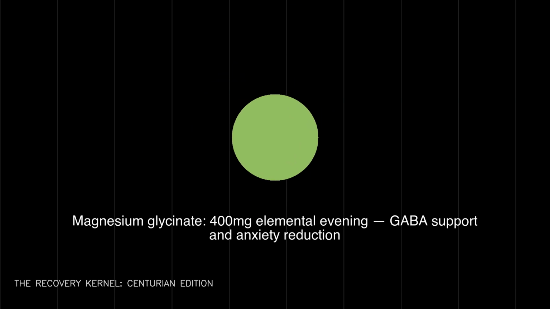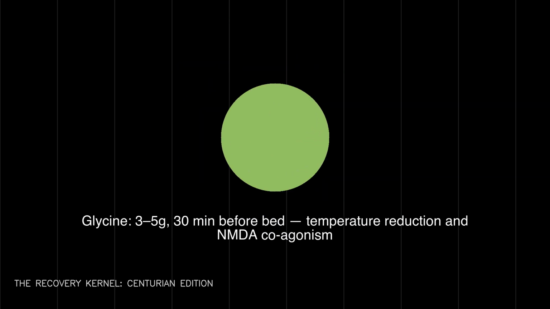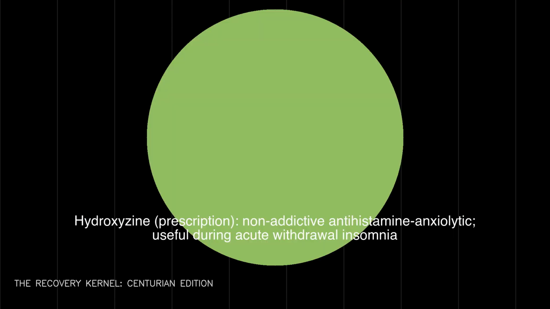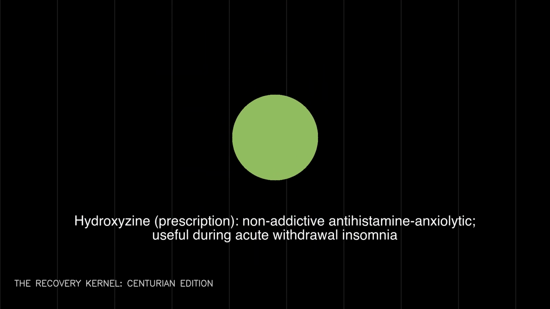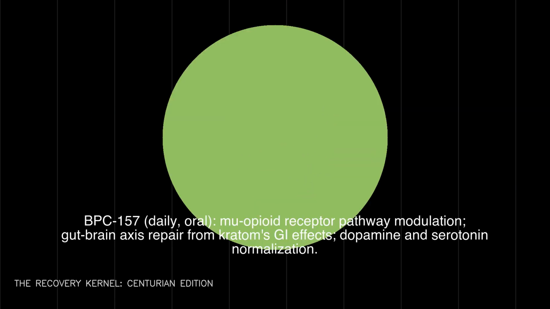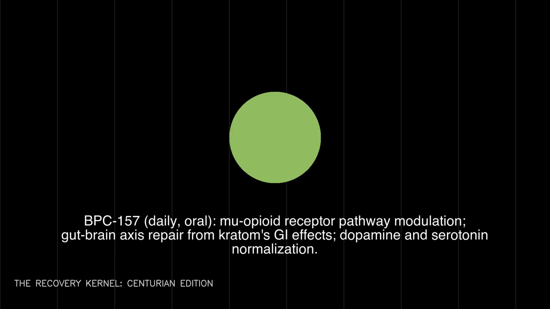Magnesium glycinate, 400 mg elemental, evening, GABA support and anxiety reduction. Melatonin, 0.5 to 1 mg sublingual, consistent bedtime, circadian signal. Glycine, 3 to 5 g, 30 minutes before bed, temperature reduction and NMDA coagonism. L-theanine, 200 mg evening, alpha wave promotion without sedation. Hydroxyzine, prescription non-addictive antihistamine anxiolytic, useful during acute withdrawal insomnia.